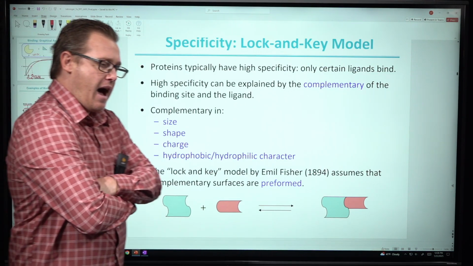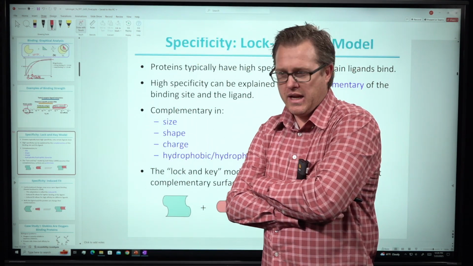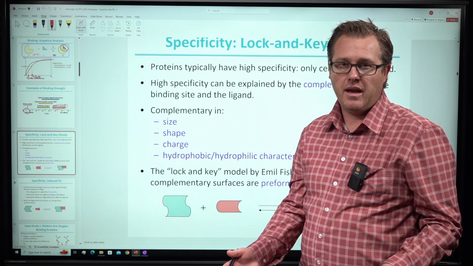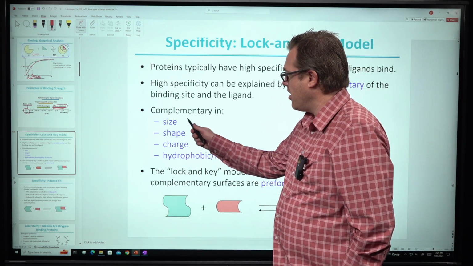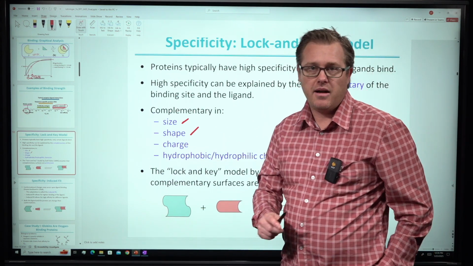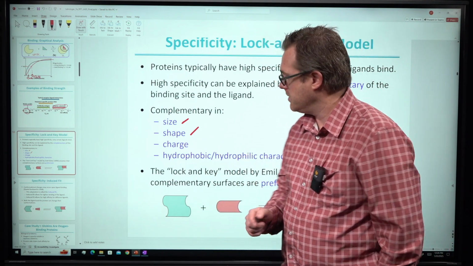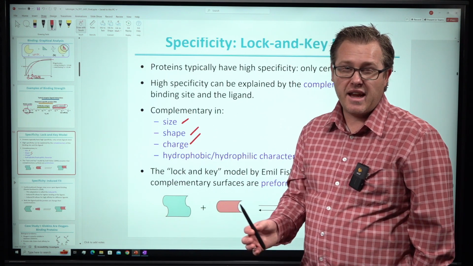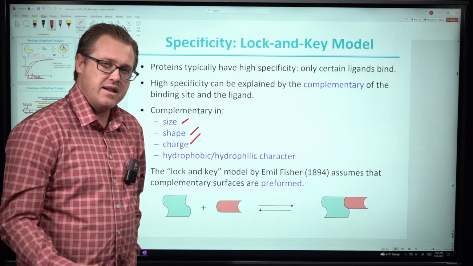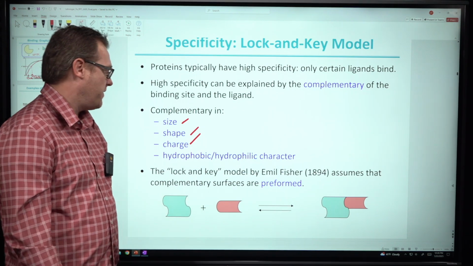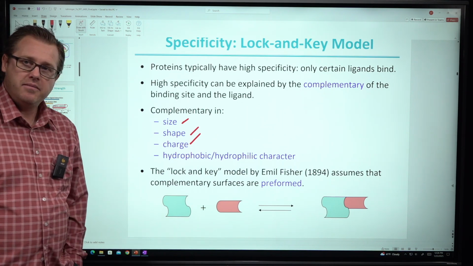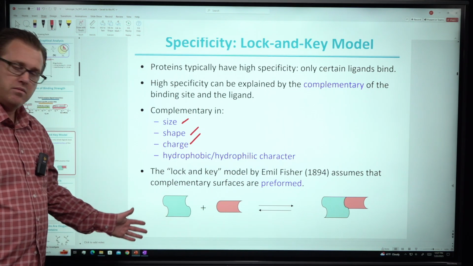Now, how does the ligand bind to the protein? Well, there's many ways in which it can be complementary to the protein, and that is based off of the size of the molecule. The shape is huge. I've talked a lot about the shape of molecules and why that's so important. We can look at different charge states of molecules, and then you have hydrophobic or hydrophilic ligands binding into the binding site based off of hydrophobicity. So the lock and key model shows this picture down here below.